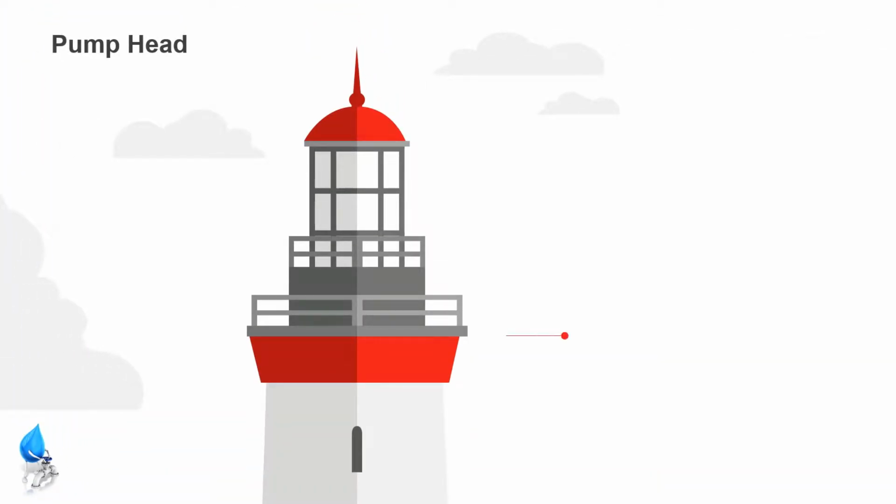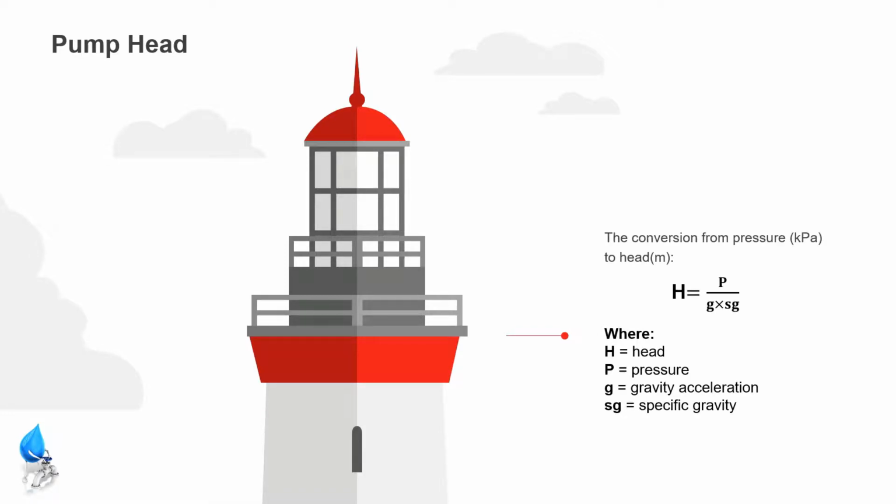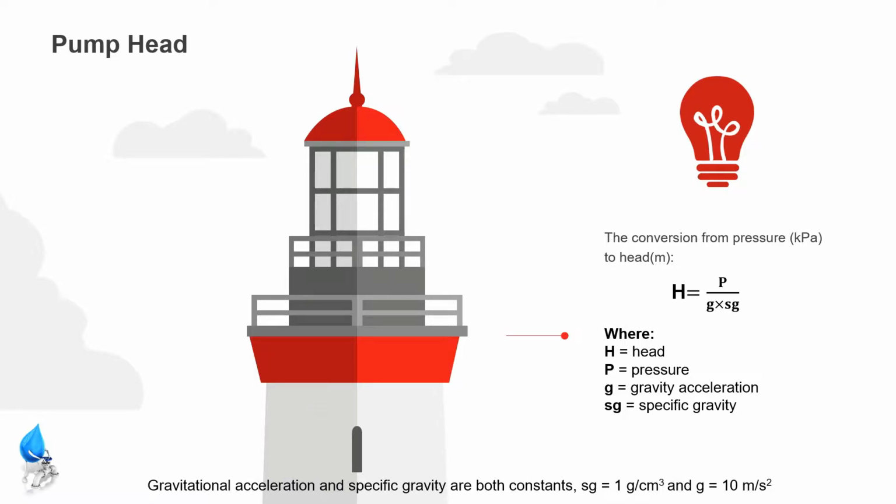So the relationship between pump head and pump pressure can be illustrated with a simple formula. The conversion between kPa and meters is H = P / (G × Sg). In this case, head is equal to pressure over gravitational acceleration times specific gravity. Gravitational acceleration and specific gravity are both constants, with specific gravity relating to the density of water, and we round this off to 1 gram per centimeter cubed, while gravitational acceleration is 9.81 meters per second squared, which is normally rounded off to 10 meters per second squared, just allowing for easier calculations. Without delving into the nitty-gritty of the formula and the units, we can see that head is now equal to pressure in kPa divided by 10.